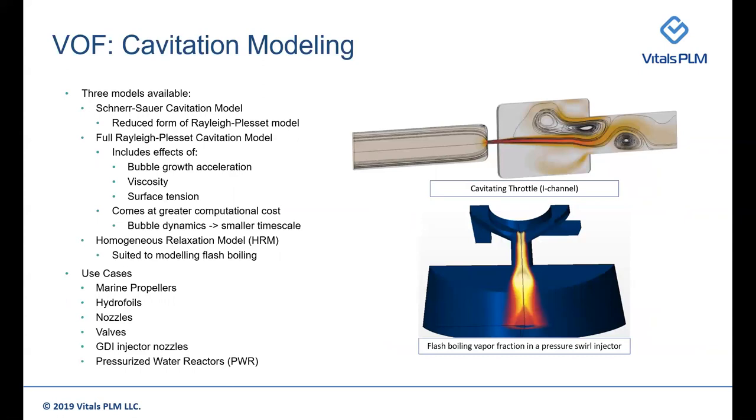Another feature within the WAF is the ability to model cavitation phenomena. There are three models available to account for the cavitation effects. The first one is the Schnerr-Sauer cavitation model, which is a reduced form of the Rayleigh-Plesset model. We also have the full implementation of the Rayleigh-Plesset cavitation model, which can include the effects of bubble growth, acceleration, viscosity of the gaseous phase created out of cavitation, and also the surface tension effects of that gaseous phase. And the final one is the homogeneous relaxation model, suited for modeling flash boiling. Here we can see an example of flash boiling of a vapor fraction coming out of a swirl injector.